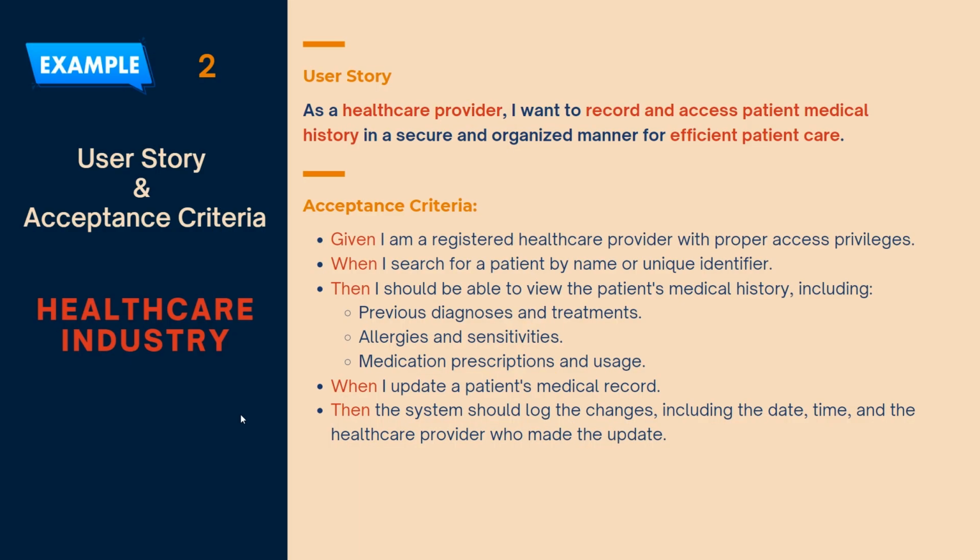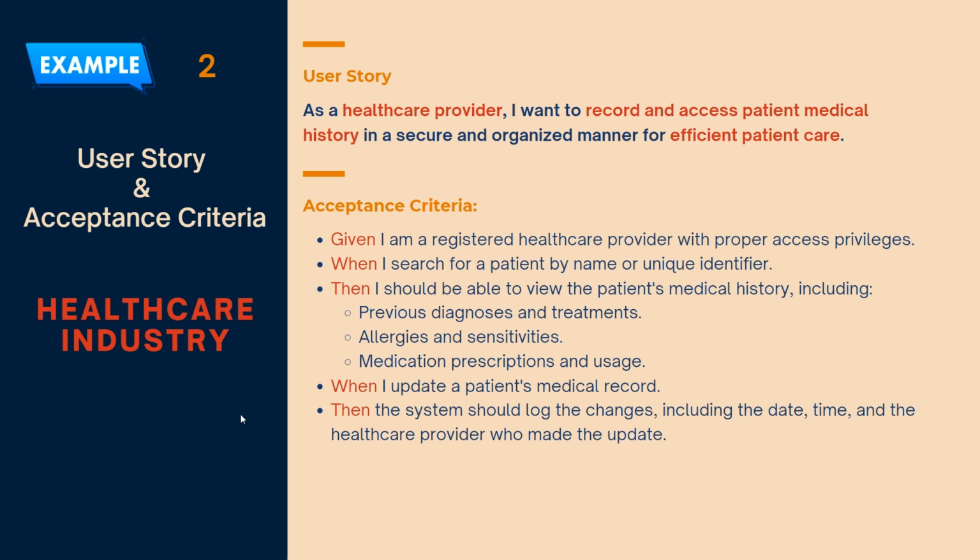Another example is from the healthcare industry, and the user story says, as a healthcare provider, I want to record and access patient medical history in a secure and organized manner for efficient patient care. This will be a little confusing when you read this story, because it's not very clearly telling you what exactly they have to do. It talks about the value, what is expected, but what exactly work has to be done by the developer is not very clear from this.